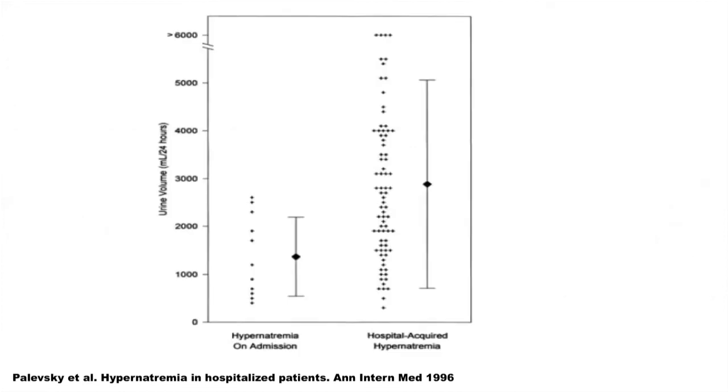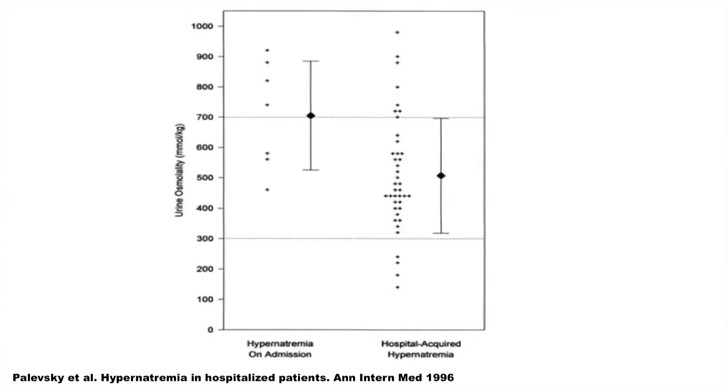So they looked at urine volumes in patients that had hypernatremia on admission versus those that developed hypernatremia during hospitalization. And if we use a cutoff of 3 liters as polyuria, you can see here that patients that had hypernatremia on admission did not actually have any polyuria, whereas just under half of the patients that developed hypernatremia during hospitalization actually had polyuria as well.